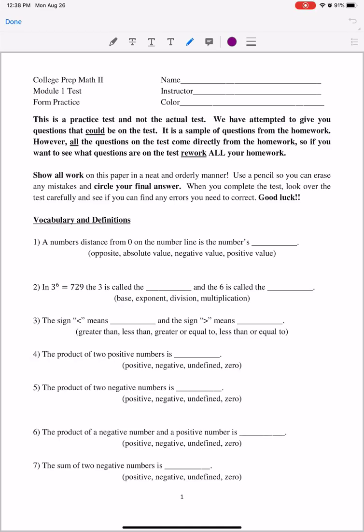Hey guys, this is CPM 2. This is your Module 1 review. Even though this says it's a test and it's the practice, that's what we mean by review.